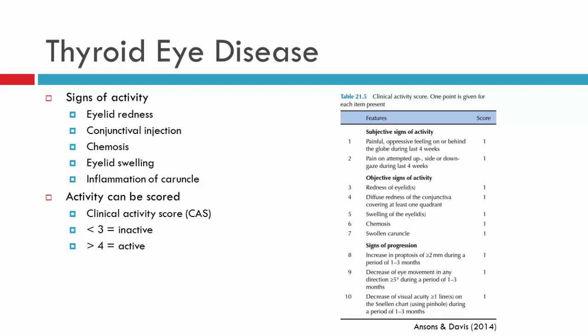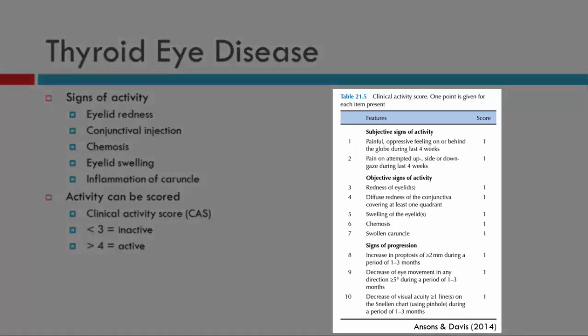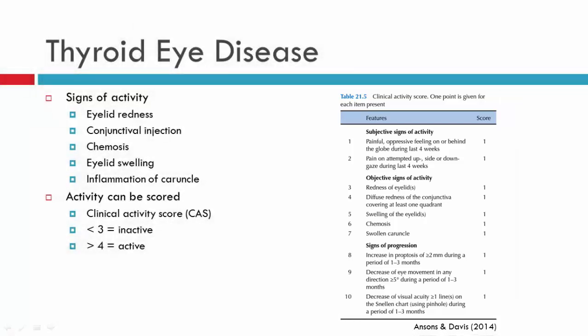So starting off with signs of activity. Signs of activity you'll see I've listed there as eyelid redness, conjunctival injection, etc. So there's lots of those soft tissue issues that relate back to signs of activity. And here to the right we have the CAS scoring system, which is a clinical activity score, and numerical values are appointed to each sign or symptom. Generally speaking, a score less than 3 indicates that the patient is in an inactive phase, and a score greater than 4 indicates that they are in the active phase.